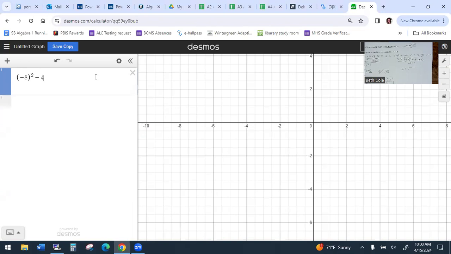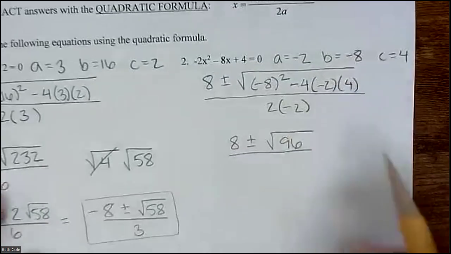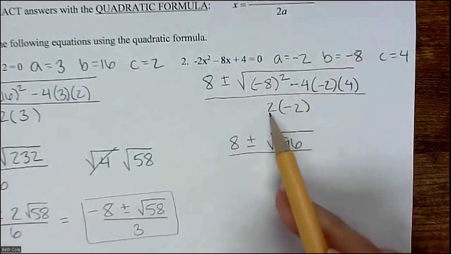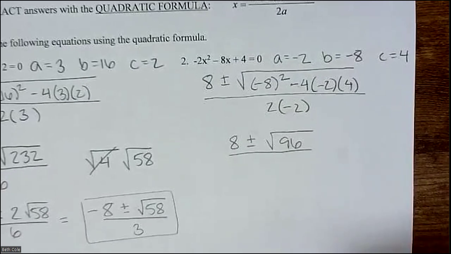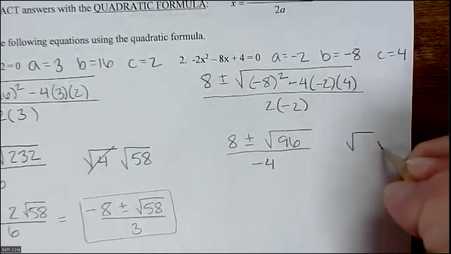Negative 8 squared minus 4 times negative 2 times, what was it? 4. I'm going to read it correctly. See what we got? It's a 96. You're kind of in the back there, but you're paying attention to me, so I appreciate you. 96 over, all right, what do we got in the denominator? I hope we don't need a calculator for that. -4. Good. All right, off to the side, we're going to build two houses.